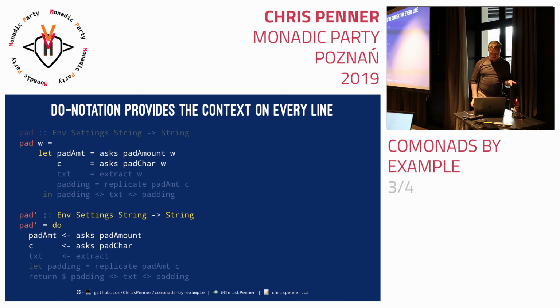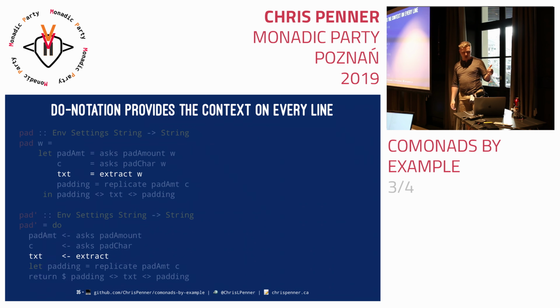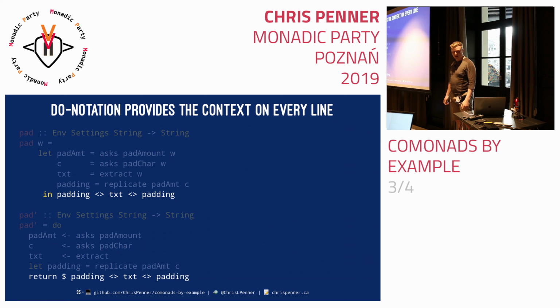Cool. So we can see in the original where we have a let block where we extract, well, now we can extract from this implicit value. And in cases where we don't use the environment, well, we have to use a let block so that it's not trying to force that in there where it doesn't belong. And lastly, we can return instead of using the in.